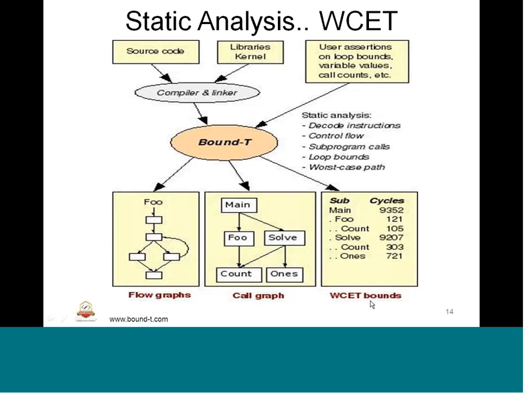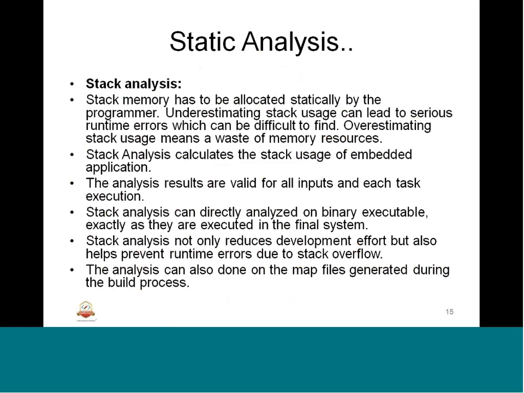We have worst case bounds in terms of the cycles, the various cycles that each program fragment or the programs will take. Like main will have 9352 cycles. There is a program foo which will take 121 cycles, and the count is 105, solve is 9207, count is 303, once is 721. Each program fragment will list out how many cycles, and with the help of that we will do a static timing analysis.